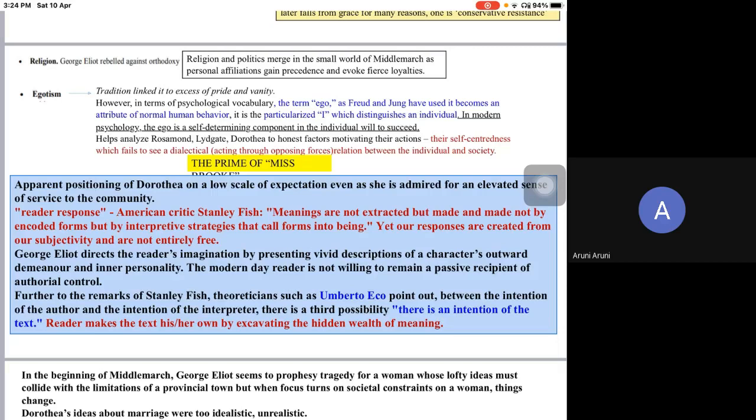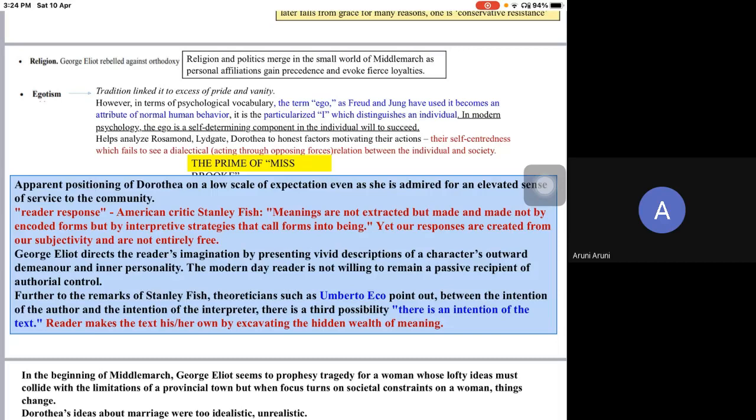However, in terms of psychological vocabulary, the term ego, as Freud and Jung have used it, becomes an attribute of normal human behavior. It is a particularized I which distinguishes an individual. This was the time of Sigmund Freud, and you might have heard of id, ego, and superego, where id is the unrepressed self. Ego is the sense of I, sense of self, the particularized I. What makes me, me. What makes you, you, right? Our own individual identities.